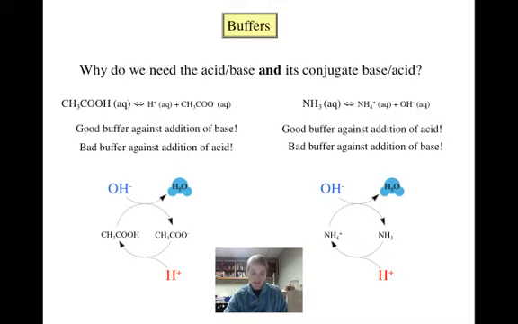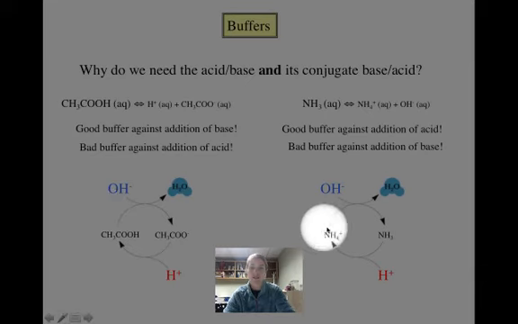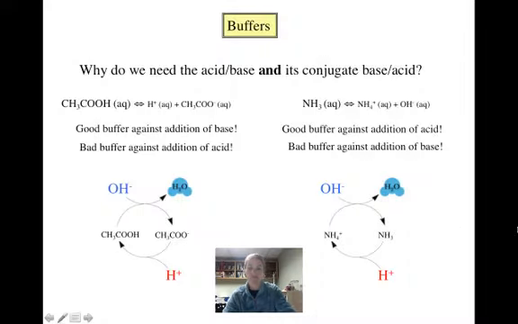If the buffering system consisted of equal amounts of ammonia and the ammonium ion, as seen in the middle of the diagram, the addition of base would be buffered against, as the OH- would react with the H+ from the ammonium to form water and ammonia, and the addition of acid would be buffered against, as the H+ would combine with ammonia to form ammonium.